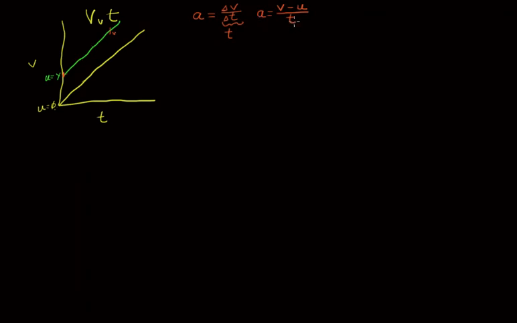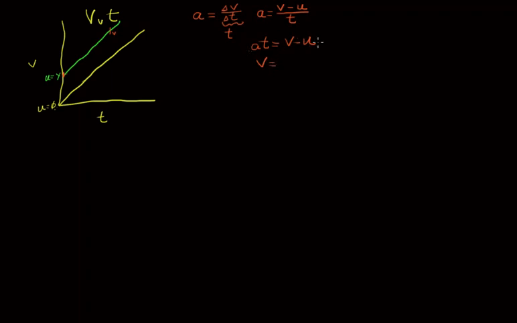Time is... v minus u is the rise. T is the run, right? That's on that axis. The v's are on that axis. So there we have the slope. So we can rearrange this. We can make this AT, move the t up there, equals v minus u. And so we can then rearrange this.